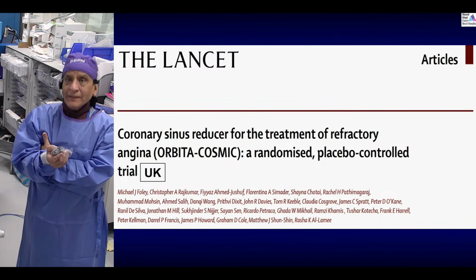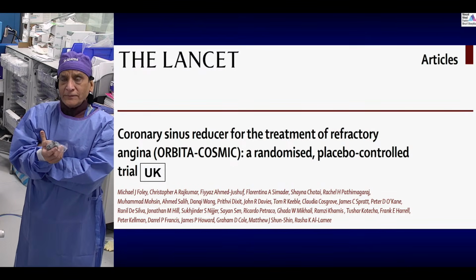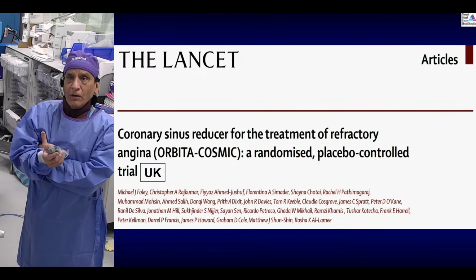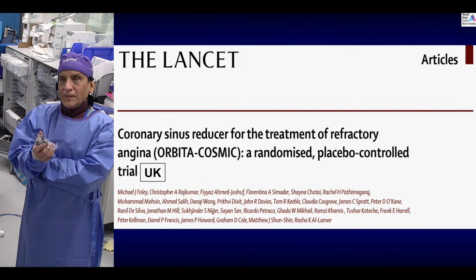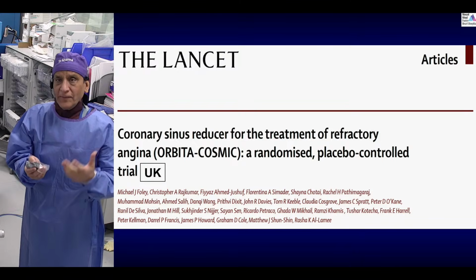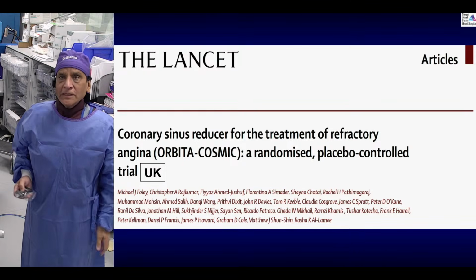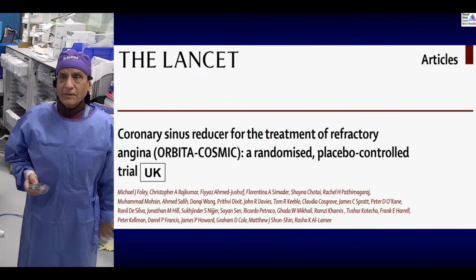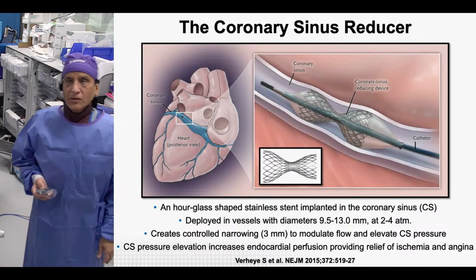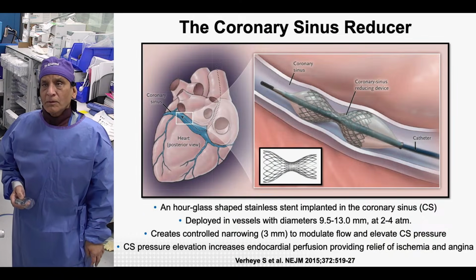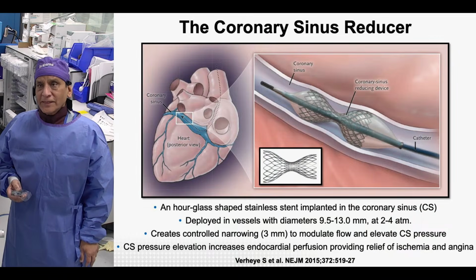So then another trial, the fourth trial, was the ORBITA-COSMIC trial. ORBITA because of the group of people who have made their name with ORBITA-1 and ORBITA-2. It tests the coronary sinus reducer for treatment of refractory angina, in a placebo-controlled trial. And this is just to recapitulate: what is a coronary sinus reducer?